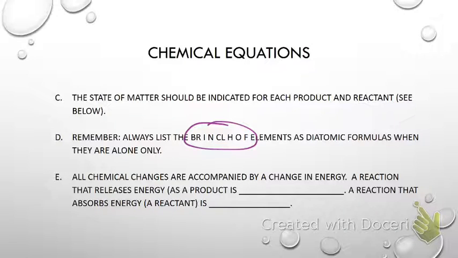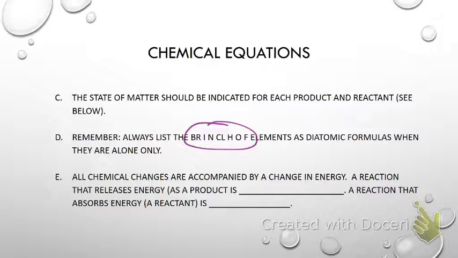When you are writing them by themselves, they have to be like O2, H2, Cl2. Only when they are by themselves, okay? Only when they are by themselves. I can't stress that enough because people will come show me a formula and they're like, but it's a Brinkelhoff, and they'll make it a 2 when it doesn't need to be a 2. Only when they are by themselves, okay?